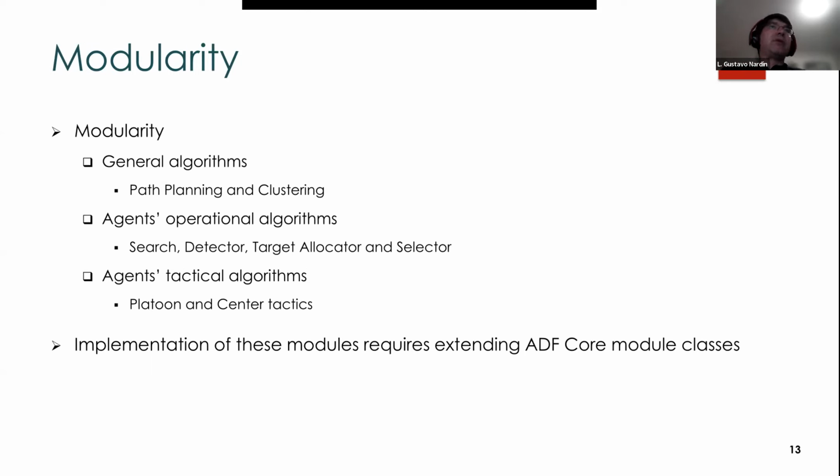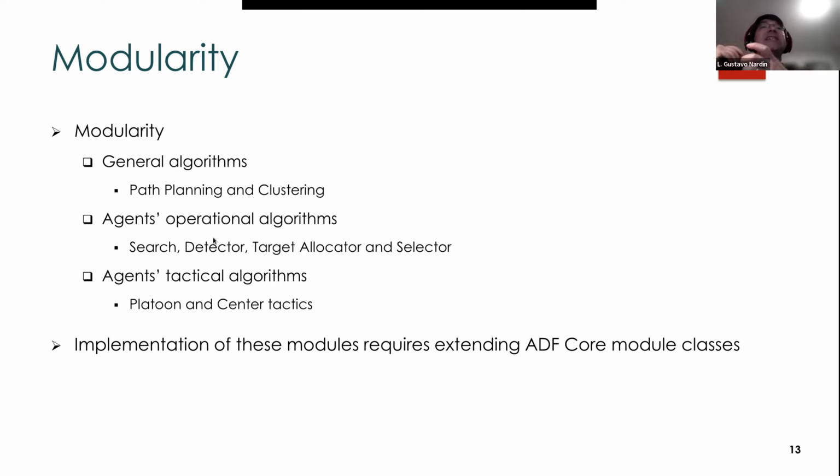I have been talking about modules and modularity, and the ADF allows us to define different types of modules. Modules for general algorithms like path planning and clustering that are usually very helpful in the rescue simulation. But it does also provide some specific modules for the behavior of the agent. For instance, for the search, so how the agent will look for something in the environment.